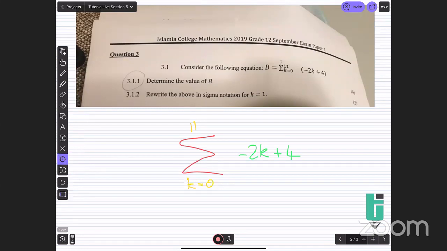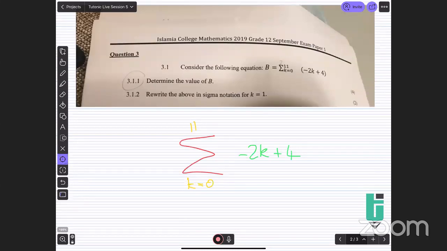11 or 12? Isn't it 12 terms, because it's 11 minus 0 plus 1? Remember, guys, in the quiz I gave you a similar question. In the concept video, which I want you all to watch, I explained that if you want to calculate the number of terms, you take this number, subtract that number, and add 1.